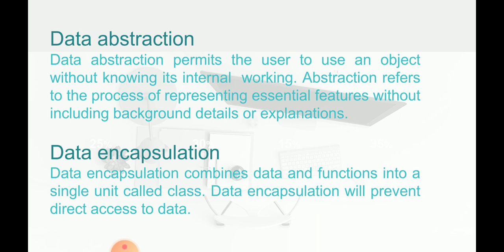Next topic is data abstraction. Data abstraction refers to the process of representing essential features without including background details or explanations. So here what we do, we give one name to that data and we don't give any more information about that data, and only by that small name, the object can use that data. The object doesn't require any background information or more explanation of that data if that data is abstracted. It is for some security purposes that we can do that.